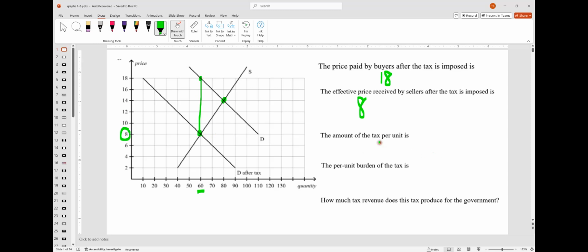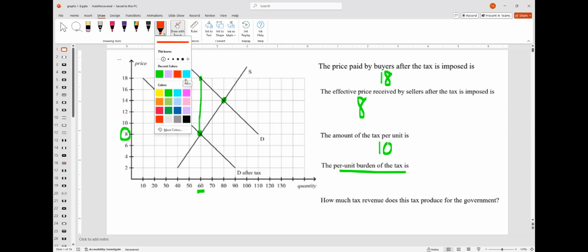Okay, so the amount of that tax is 10 because that's the distance between demand with the tax and demand without the tax. Same as on the supply side, it's just we're looking at it differently. The tax is being collected on the buyers. The per unit burden, so we're looking at the difference between where the original equilibrium price was, which is the price that the buyers paid and the price the sellers got to keep.